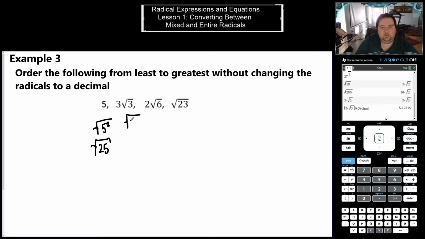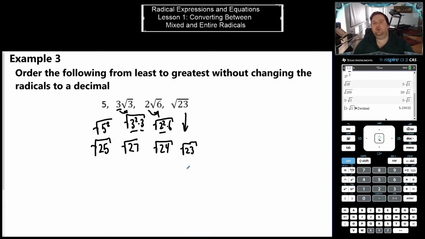So we're going to have our square root sign, 3 squared, by moving this 3 back in. And we still have the 3 there. 3 squared is 9. 9 times 3 is the square root of 27. Let's move this 2 back in. Square root of 2 squared times 6. 2 squared is 4. 4 times 6 is the square root of 24. And this one's already done. Square root of 23. So now we can order them from least to greatest.